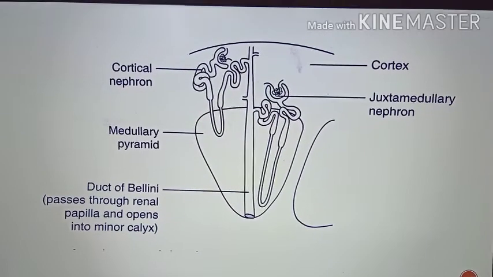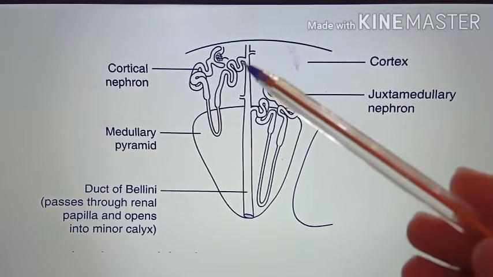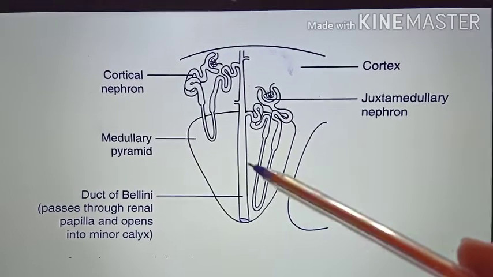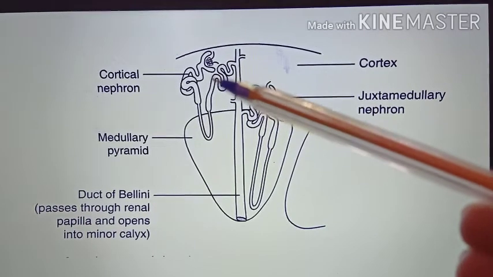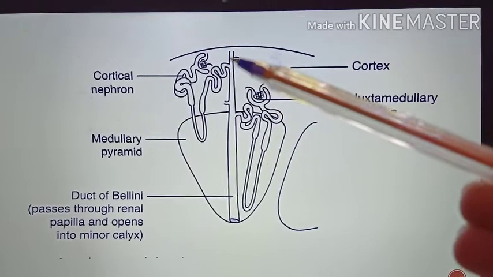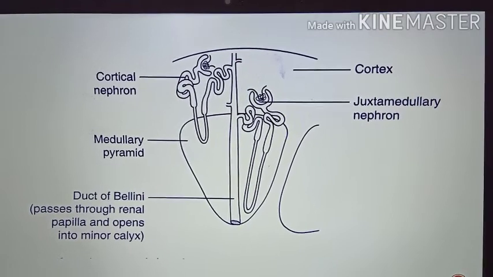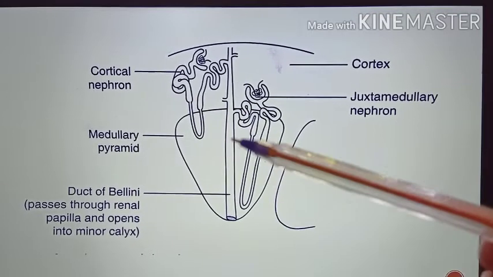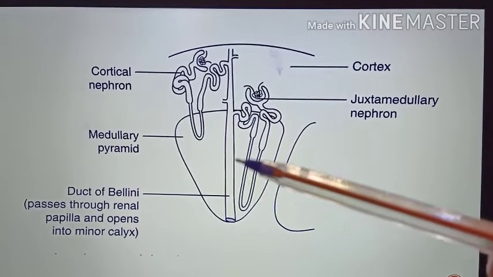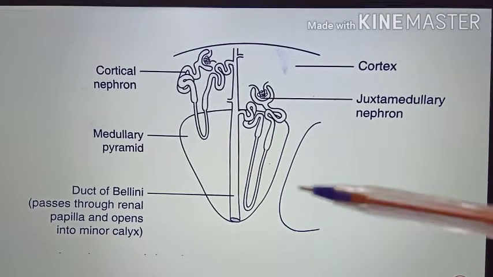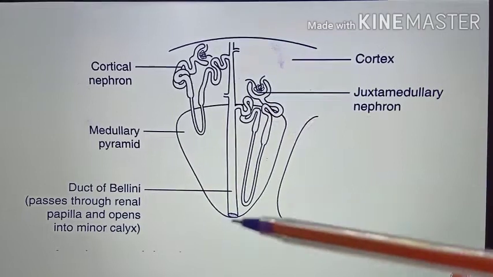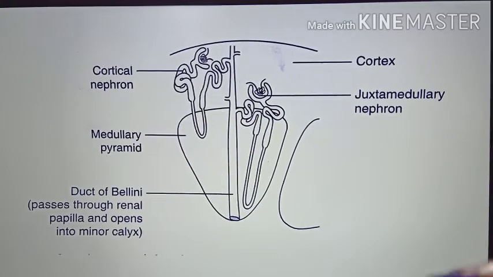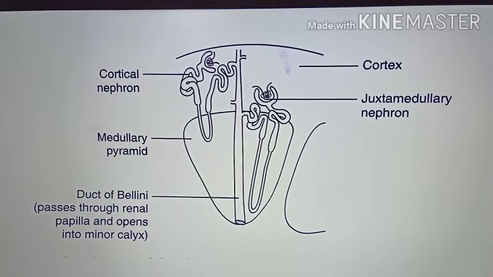Now coming to the collecting system, it consists of the collecting tubules and the ducts. The distal convoluted tubule empties into the collecting tubule, which passes through the medullary ray and joins with other collecting tubules to form the larger duct, called the duct of Bellini. This larger duct enters the medullary pyramid, passes through the renal papillae and opens into the minor calyces.